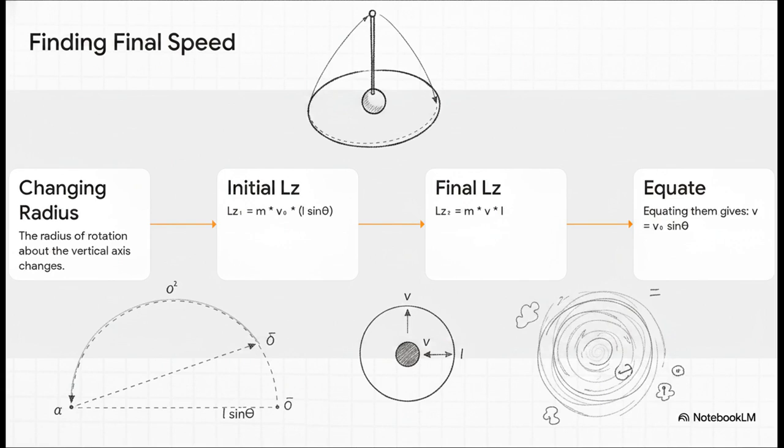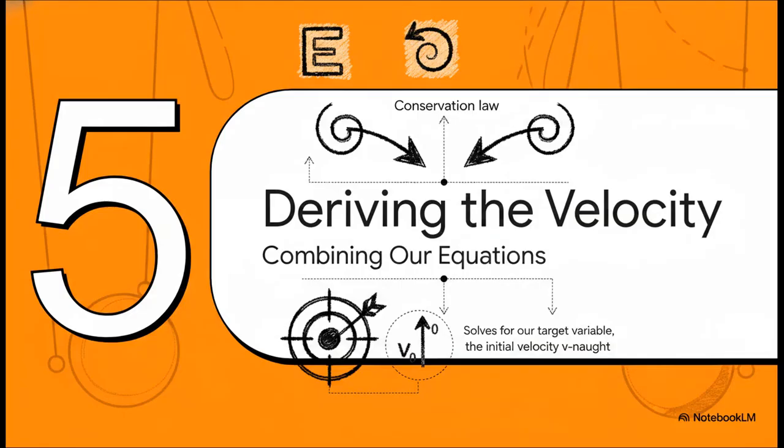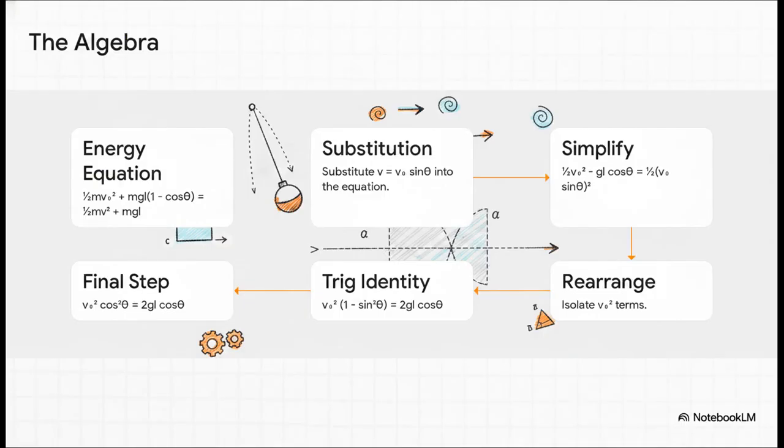Now at the top, the angle is 90 degrees, and the sine of 90 is just 1, so the distance is just L. The angular momentum up there is m times v times L. Since these two have to be equal, we can cancel out the mass and the length, leaving us with this really nice, simple relationship: v equals v0 times sine theta. Perfect. We've got our energy equation and we've got our angular momentum equation. Now all we have to do is put them together and solve for the one thing we're looking for, that initial velocity, v0. Let's walk through the algebra.